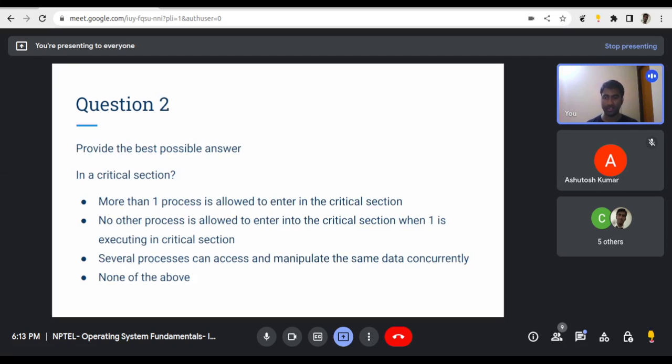In a critical section, more than one process is allowed to enter into the critical section. No other process is allowed entry into the critical section when one is executing in the section. Several processes can access and manipulate the same data concurrently, or none of the above. Which among the following do you think is correct?